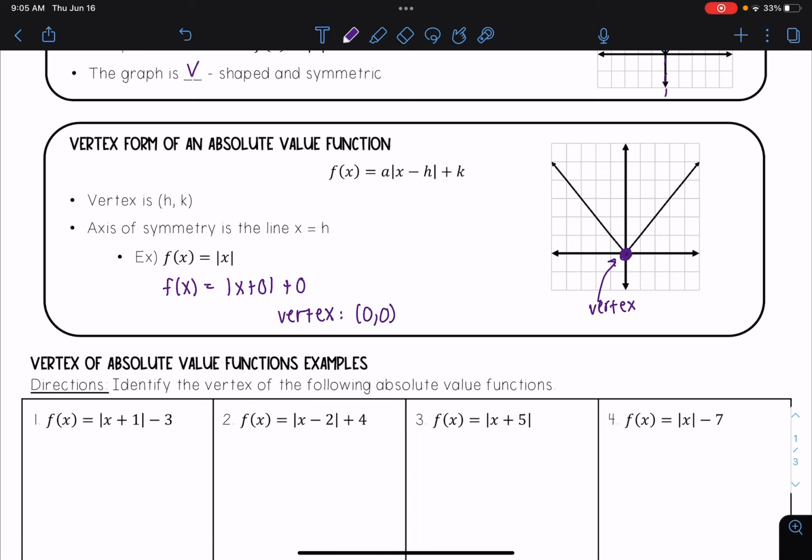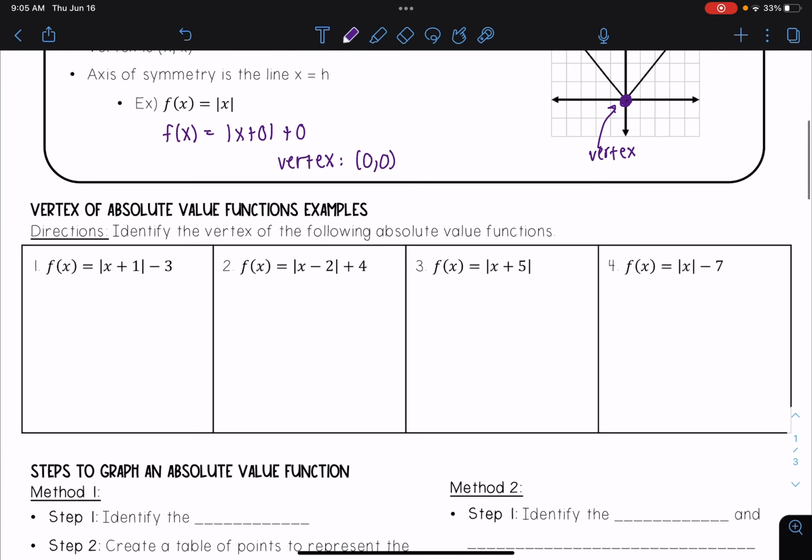And something to point out here that might trip you up, and I see this a lot, is that your h in your vertex, you're going to take the opposite sign of what you see here. So I see here in the vertex form, I have minus h, but my vertex is actually a positive h. Okay, so you're always going to take the opposite sign of what you see here.